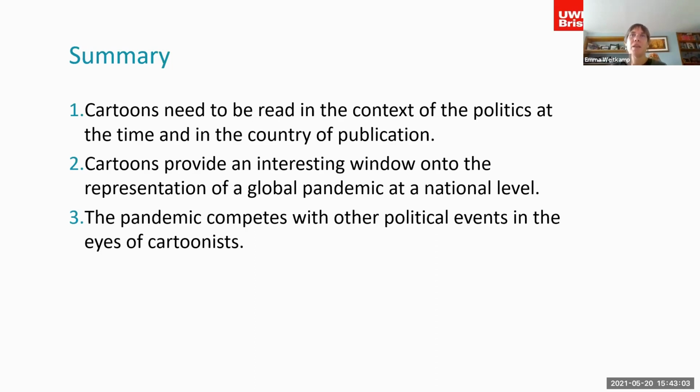Clearly, the pandemic competes with other political events in the eyes of cartoonists, and that's more evident in other countries than the UK. It really has been the dominant issue in the UK for the past year. The pandemic and Brexit between them have been the dominant issues, and so other aspects of policy haven't been critiqued in the way that we might expect in a more normal year.